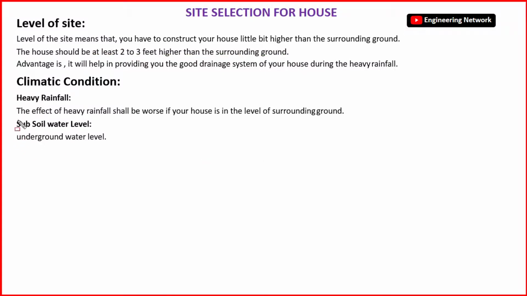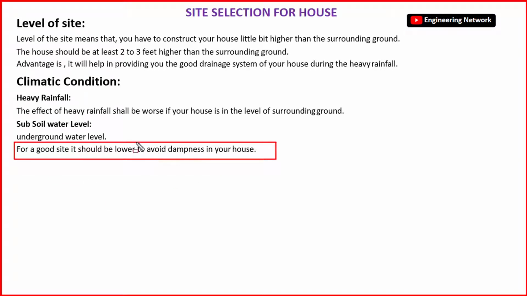Next thing is the subsoil water level. It basically means the underground water level, okay? And for a good site, it should be low to avoid dampness in your house. Also, if the underground water level is high in your site or plot, then there are a few techniques with the help of which you can easily lower the underground water level. So if you want to learn those techniques, then let me know in the comment section.